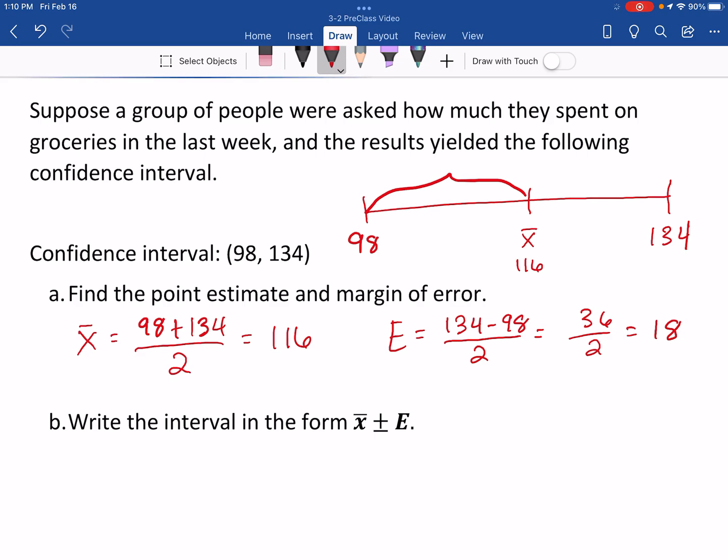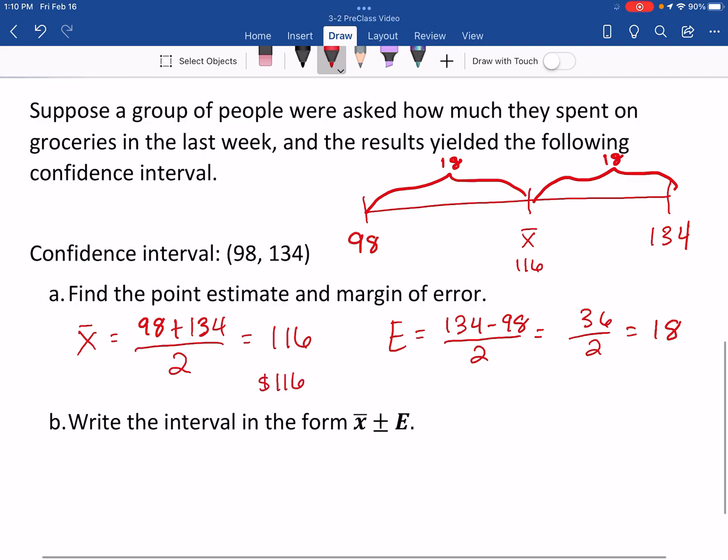So that's that distance here. Basically, 116 minus 18 takes us down to 98, and 116 plus 18 takes us up to 134. Right. Got it. And I could even say that those are in dollars, and give units for them, if I want it to be a little more accurate.